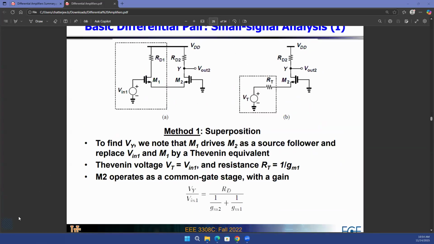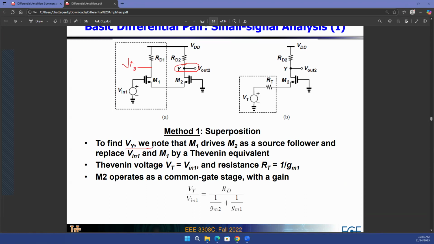All right. Now to find out Vy, the voltage at node Y. So previously in the last slide, you found out what is the voltage at node X, or basically what is the ratio of Vx over Vin1. So from that ratio, you can find out what is Vx.